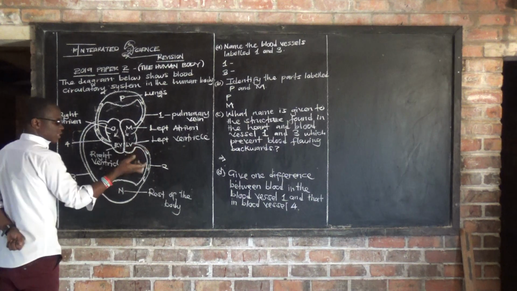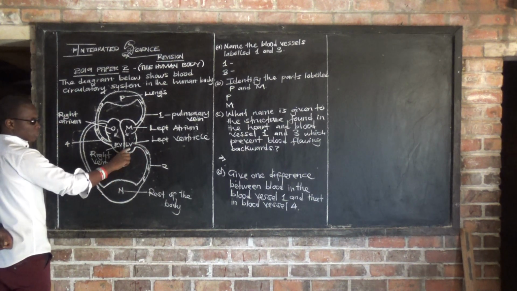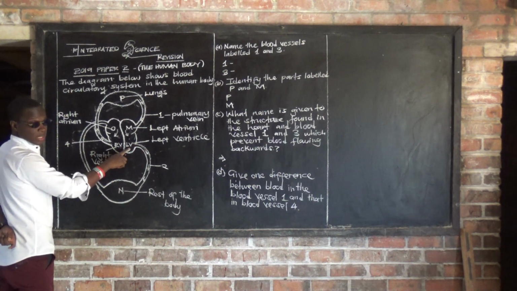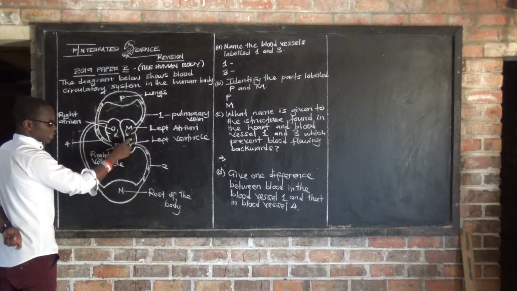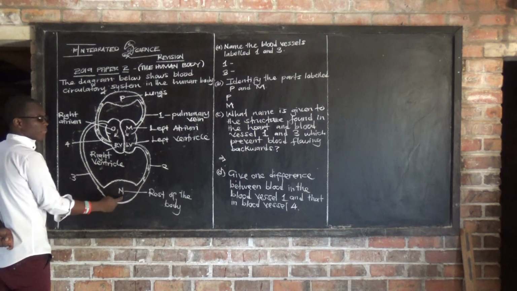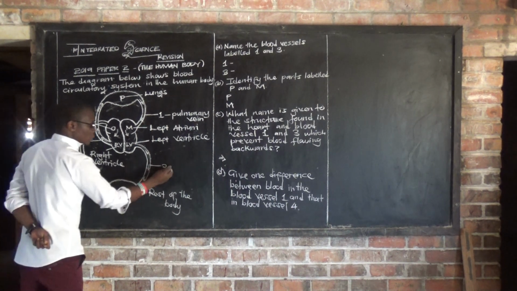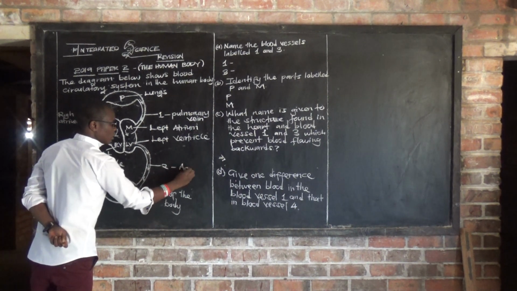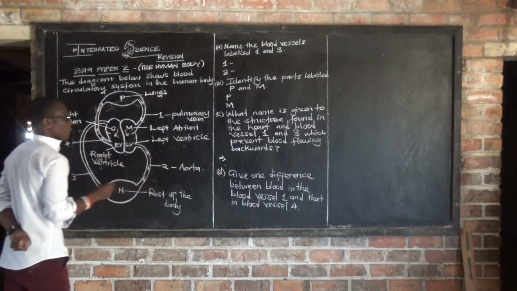Blood vessel 2 is the one transporting oxygenated blood from the left ventricle to the rest of the body. So this blood vessel 2 is called the aorta. This is our aorta.